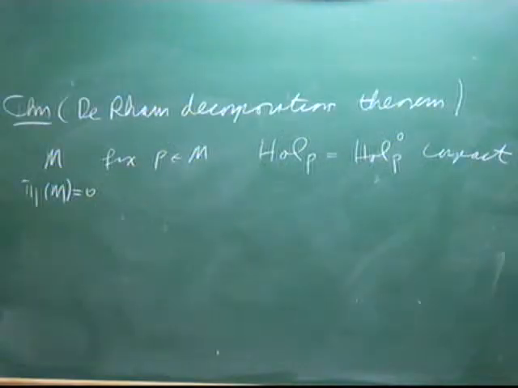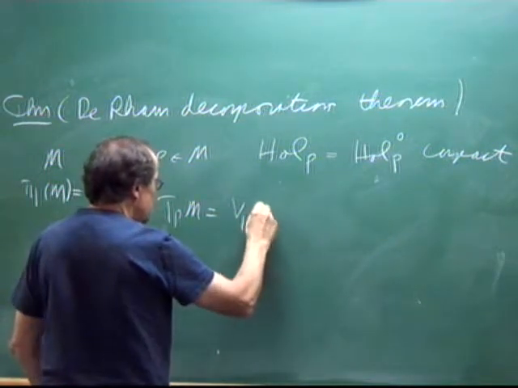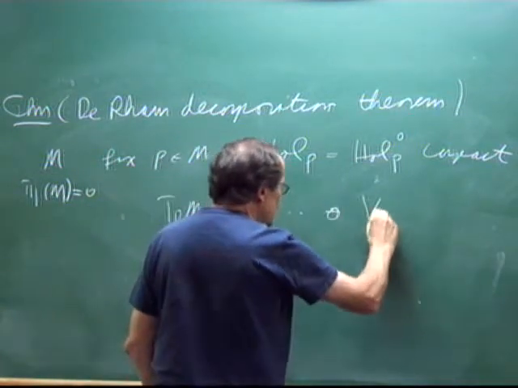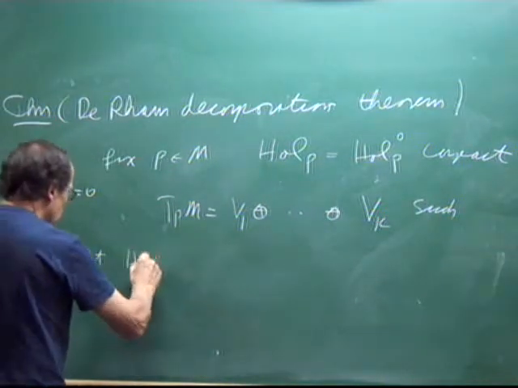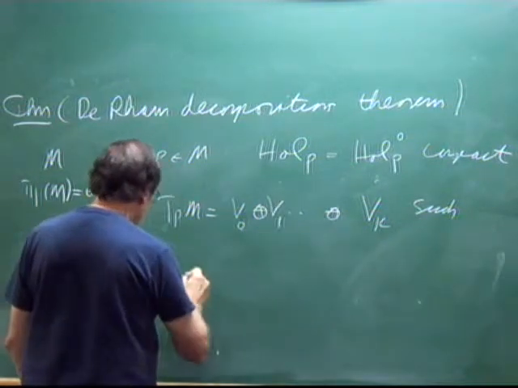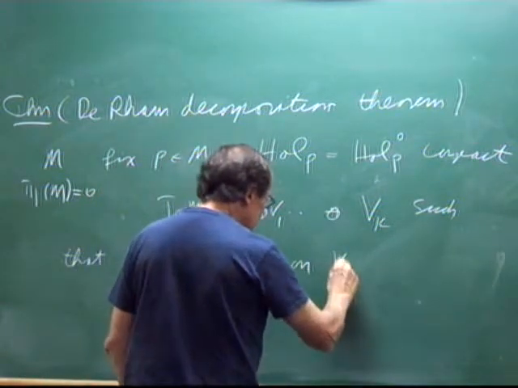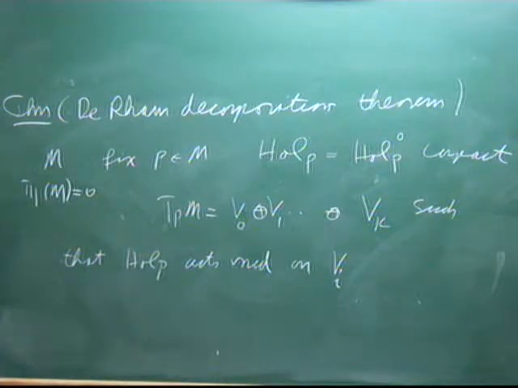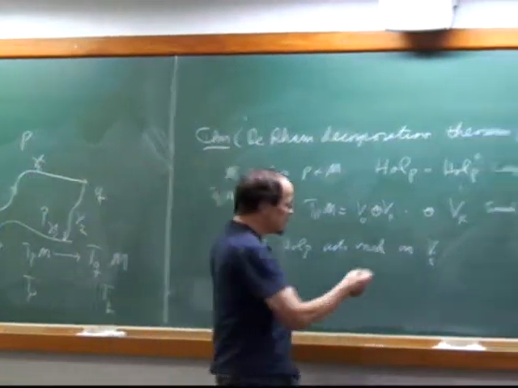So if I have a compact group acting on a tangent space, I can now decompose into irreducibles. In other words, write T_PM as V0 plus V1 plus ... plus VK, such that Hol P acts irreducibly on Vi. What does it mean for a representation to be irreducible? Right, there's no subspace which is invariant under the whole group. So no invariant subspaces.